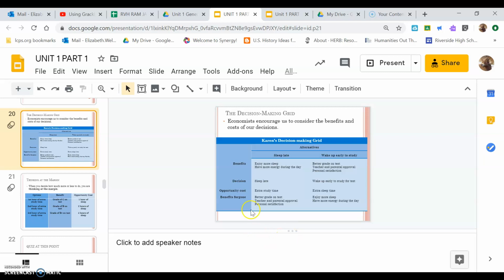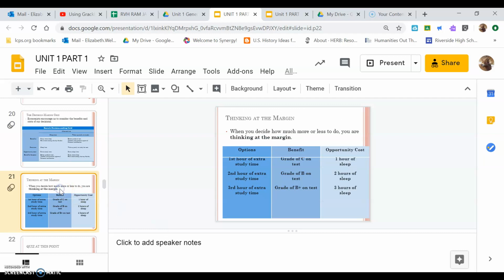Okay, yeah, this is the Karen decision-making grid. So enjoy more sleep, or wake up early to study, right? Her decision to sleep in means that she'll have more rest, which is on this side, but she's going to have a bad grade on the other end. If she wakes up early, she gets a good grade, but she's going to be really tired.